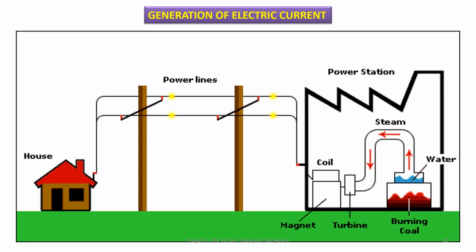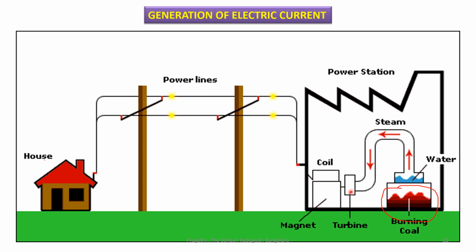If you come and see the power station, how will the power station be? Has anyone seen a power station? Here the burning of coal will happen. Then after that, the water is there. Water will start boiling and it will become steam. Steam will become super steam, very high super steam, and it will come and rotate the turbine because of pressure.